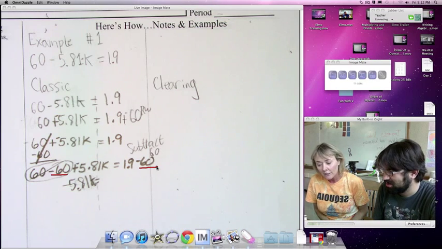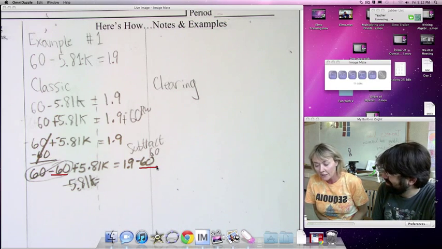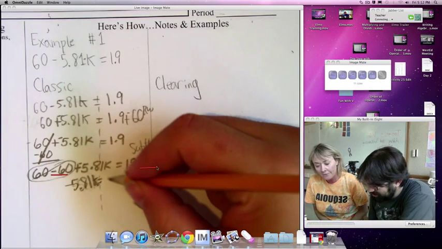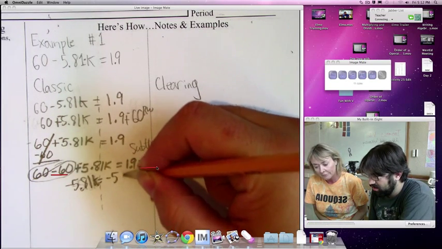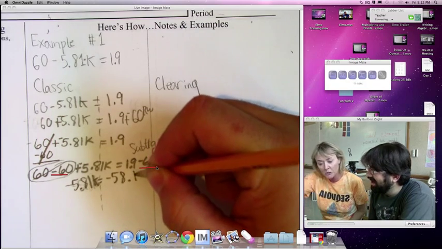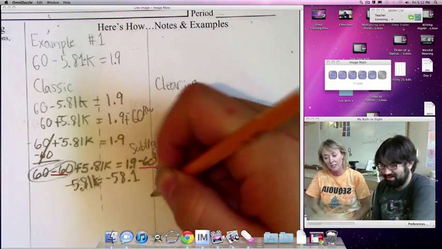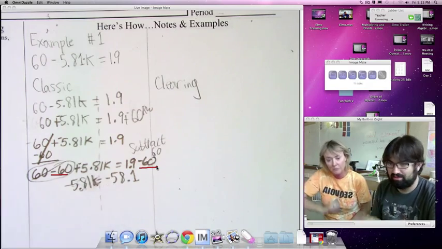1.9 minus 60. What do you think? Well, it's going to be a negative 58.1. That's what I'm guessing, because that's almost 2, and so 60 minus 2 is 58, and then I put that 0.1 back in there.